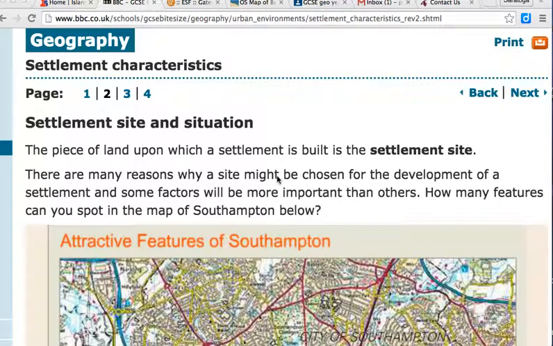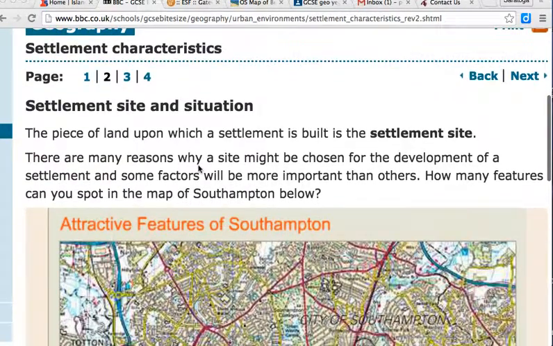Hi guys, so in this lesson we're going to look at the settlement site and the settlement situation. They're two slightly different things. We're also going to go on to look at the different types of settlement pattern, of which there are nucleated, linear and dispersed. So we'll start off by looking at the settlement site.